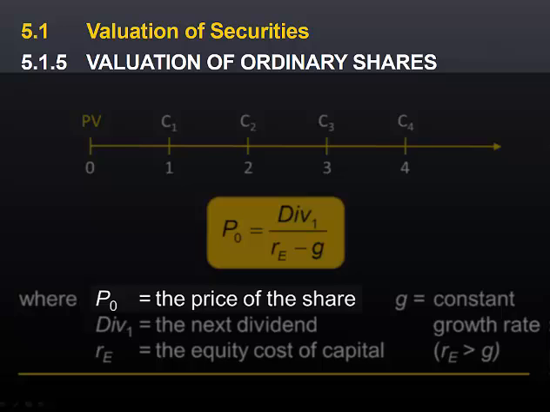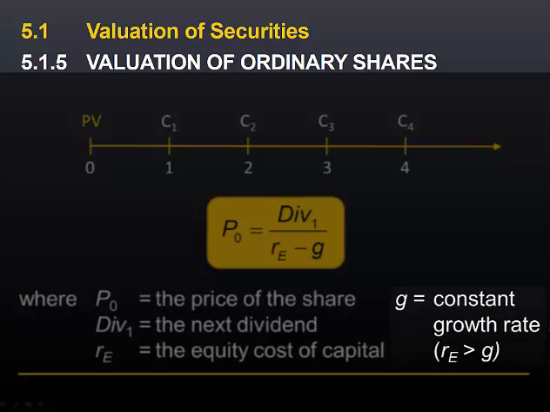P0 is the price of the share, div1 is the next dividend, the dividend to be paid 1 year from now, RE is the equity cost of capital, and G is the growth rate. And once again we note that RE must be greater than G, otherwise it's impossible to calculate a present value.